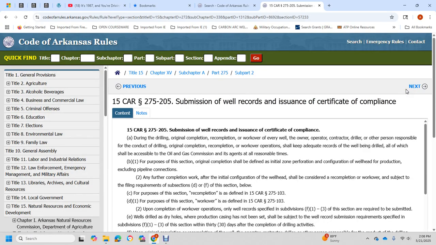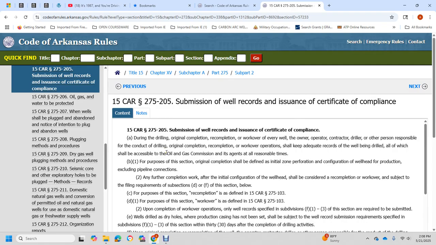Alright, 205, submission of the well record, the issue of the certificate of compliance during the drill of the original completion or the recompletion for the work over the well, with the owner or operator contracting for the drill, with the other person responsible for conducting the drill, with the original completion, using the recompletion work over the operation, so the adequate record of the well, the drill.